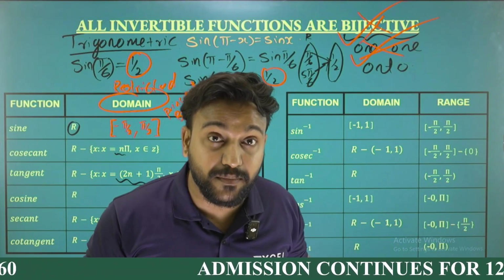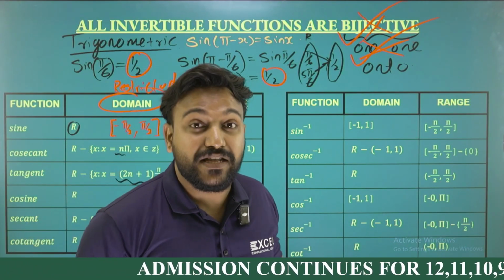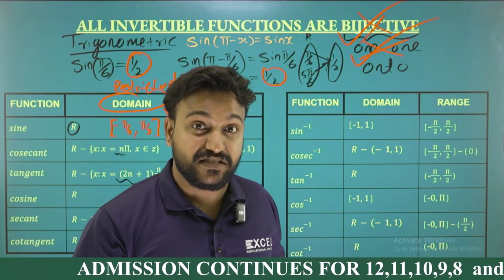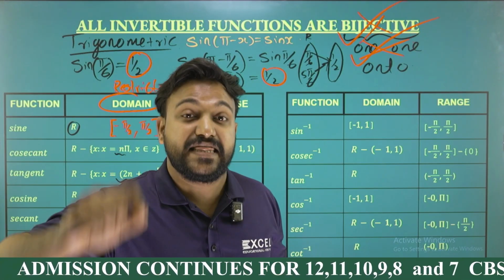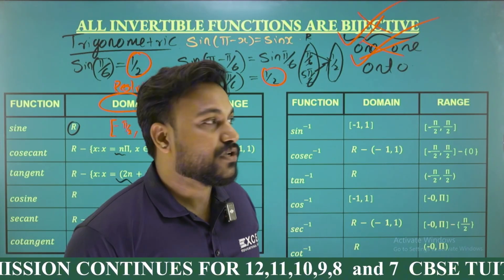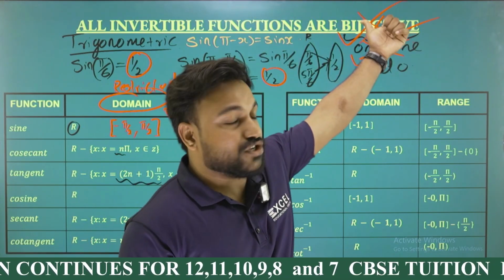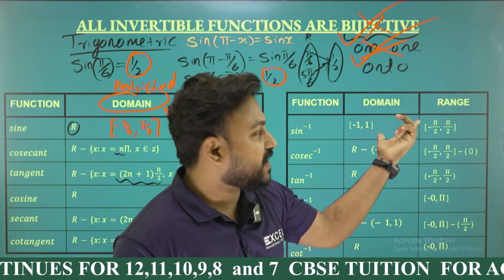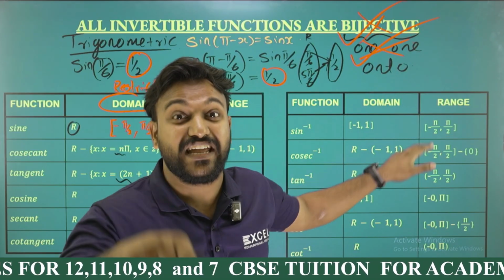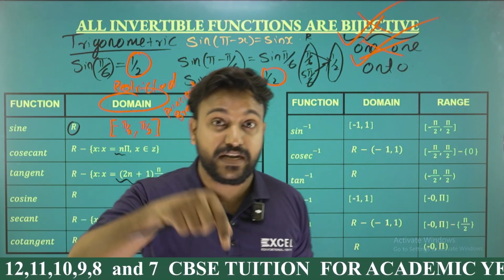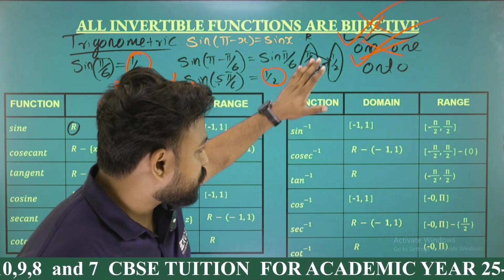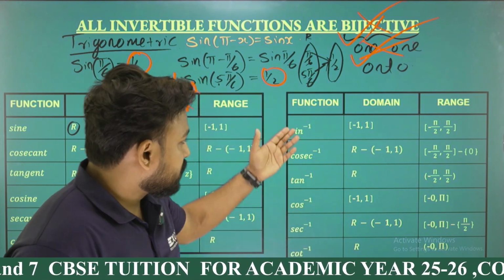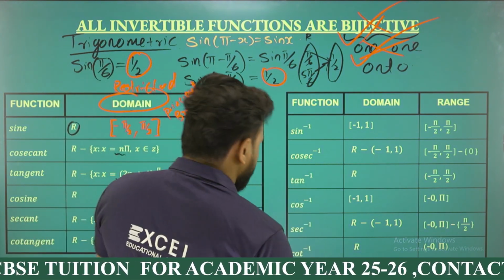Why did we restrict the domain? If we restrict the domain, then only the function becomes bijective. If a function is bijective, then only is that function invertible. So we restricted the domain. Now the trigonometric function is bijective, so we can invert it. Now we get inverse trigonometry. So make sure that you know these values. You can compare this. You can see here.